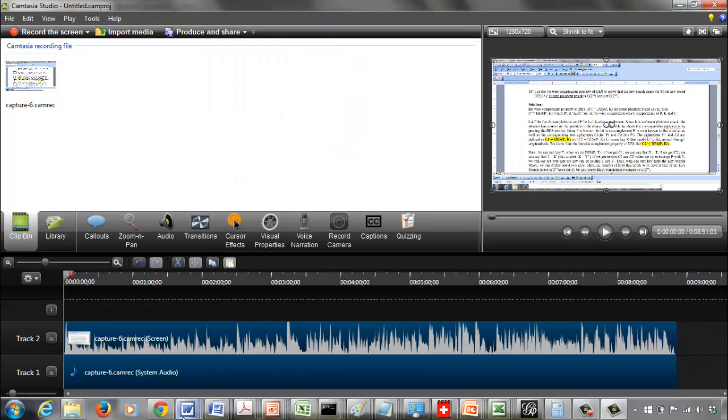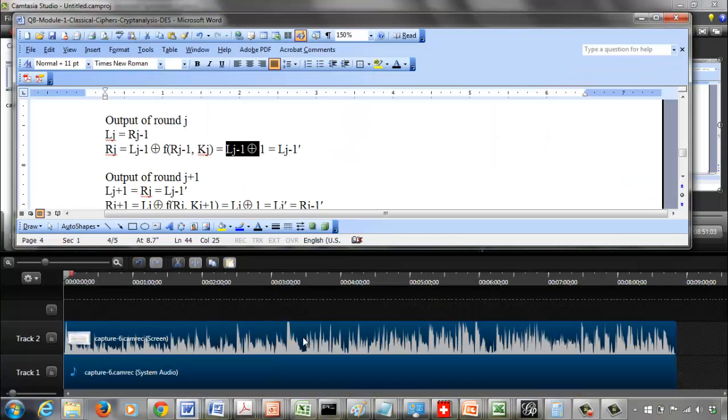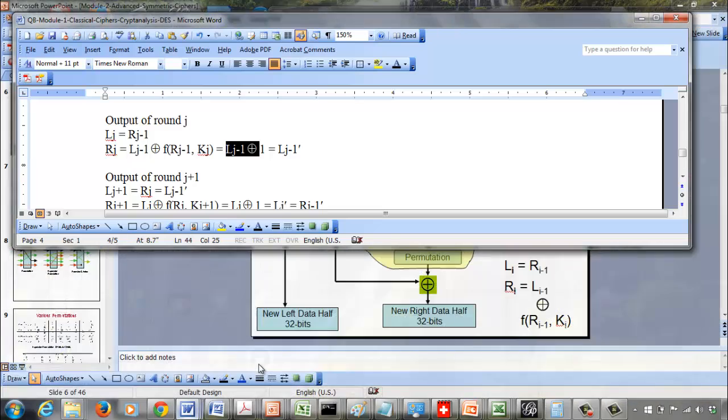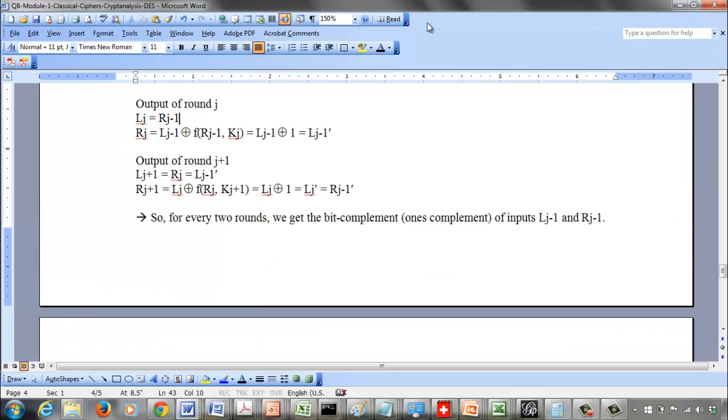One second, let me go back to this. So Lj minus 1 XORed with 1, what did we have as a property? Lj minus 1 complement.